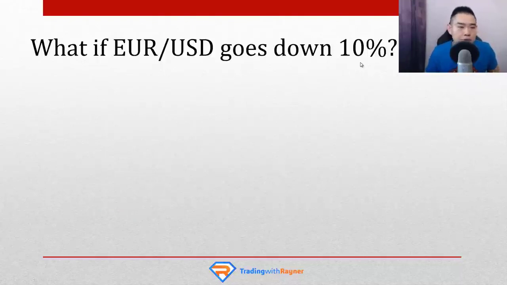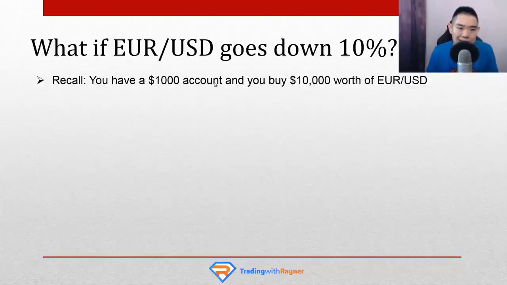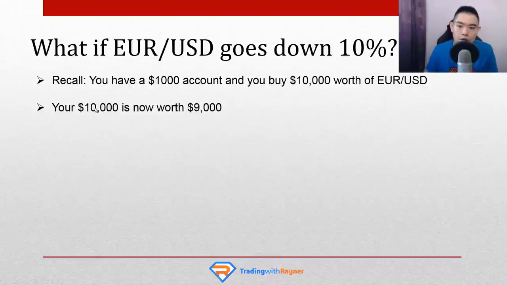Then how would this change? So now, recall you have a $1,000 account and you buy $10,000 worth of Euro USD. Your $10,000 is now worth $9,000. Why is that? Because if you lose 10% of your capital, it is now worth $9,000. You return the $9,000 that you owe.